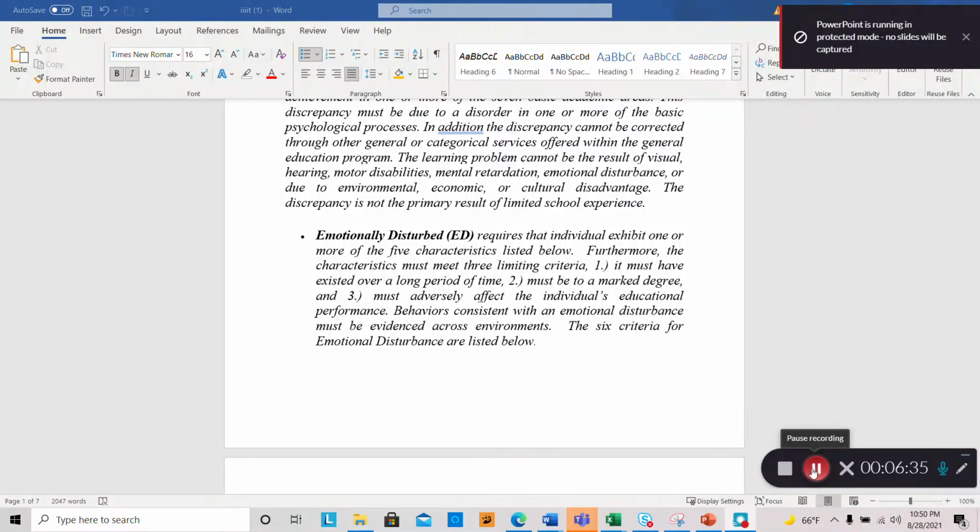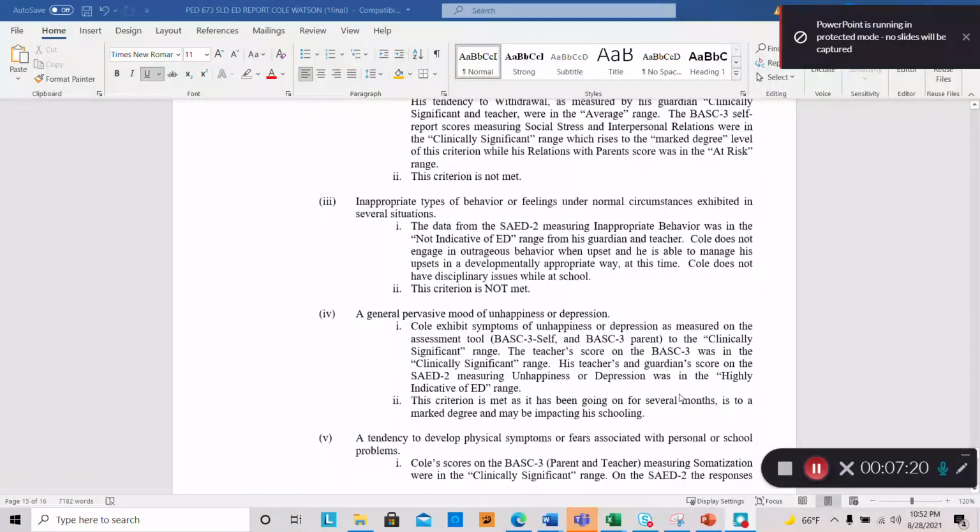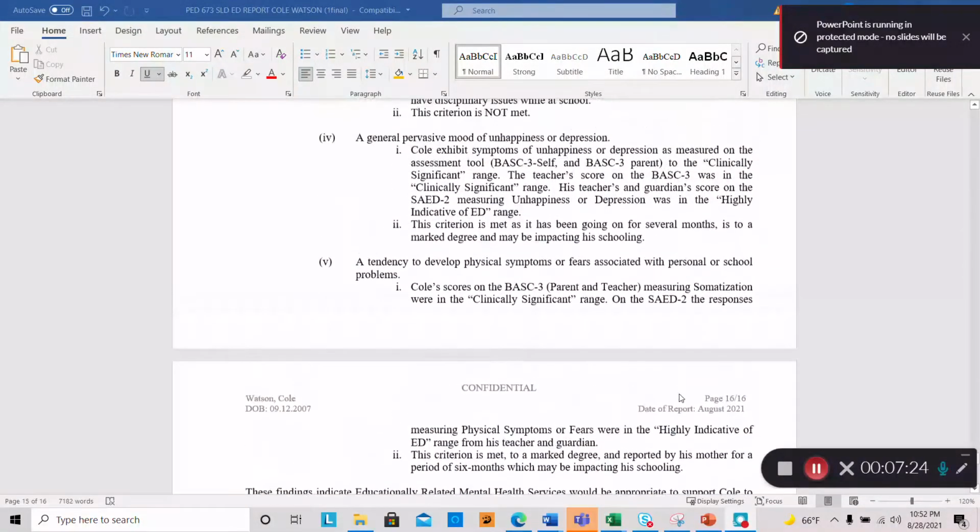We wanted to continue to look even further, and we wanted to assess his emotional functioning to see if he was eligible for emotional disturbance. That criteria is listed right here, as you can see. It requires that individuals exhibit one or more of five characteristics listed below. And furthermore, the characteristics must meet three limiting criteria. They must have existed over a long period of time, must be marked to a degree, and must adversely affect the individual's educational performance. Behaviors consistent with the emotional disturbance must be evidenced across environments. The criteria for emotional disturbance are listed below, and I'll go over this when we get to the eligibility and if he qualifies. As you can see, those are the criteria.